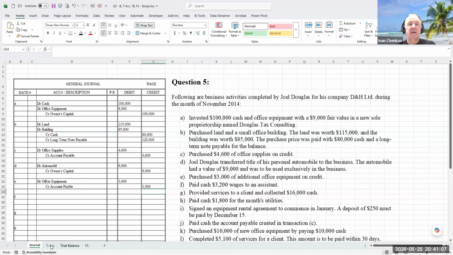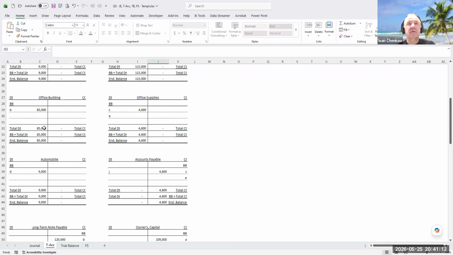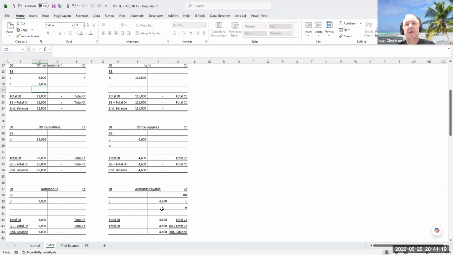Let's post letter E in the T accounts. Letter E, we're getting the office equipment, which is right here. $3,000 office equipment, and we didn't pay for it, so that means accounts payable is going to go up with $3,000 on the credit side. As you can see now, every time I put a credit on accounts payable, the balance that I have to pay keeps going up. Yes, my assets go up, but my liability also goes up.